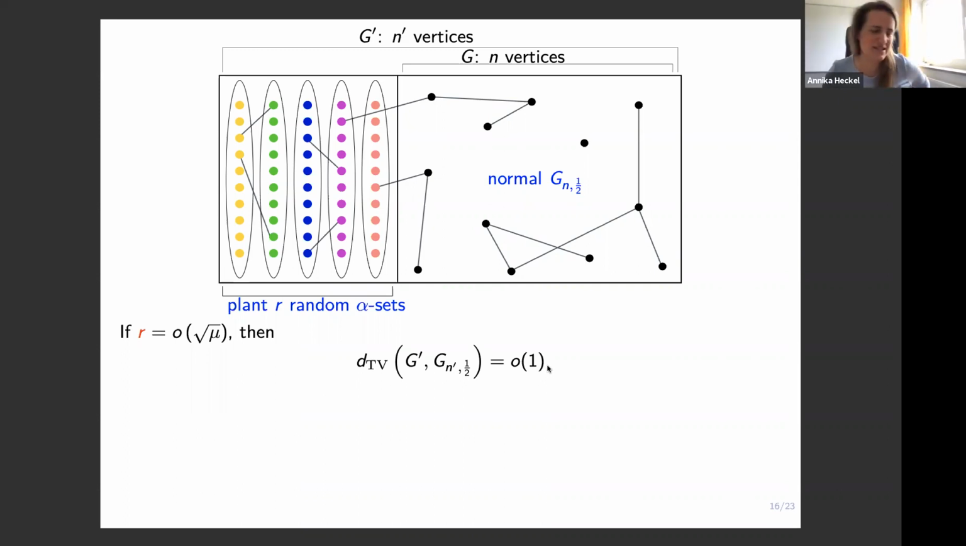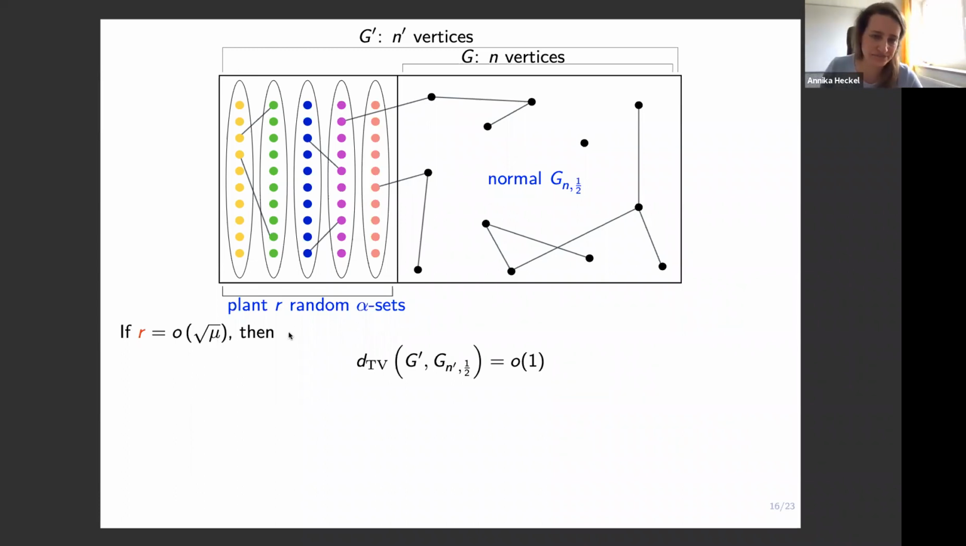Okay, and this also makes sense on an intuitive level, right? Root mu is the natural variation of X alpha. So if we plant little o of the variation you have anyway in these counts, then the random graph doesn't really notice that we've put in these extra alpha sets. The distribution is still more or less the same.